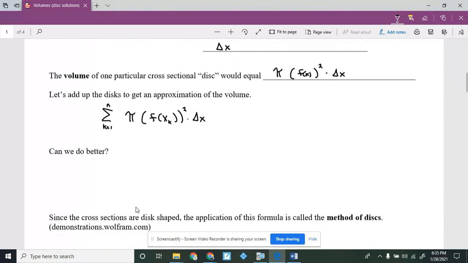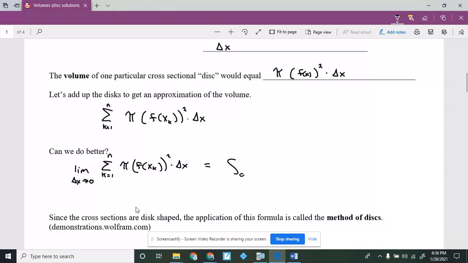So this would be an approximation for the volume. But the question is, can we do better? Of course we can do better, right? So what we would want to do is add up all of the disks as the thicknesses went to 0. So that would be something like the limit of the sigma from the first one to the last one of this expression over here. And then I'll say as the maximum delta x k, or just delta x since they're uniform here, goes to 0. Or maybe I say as n goes to infinity. What is that the definition of? That is the definition of the integral.